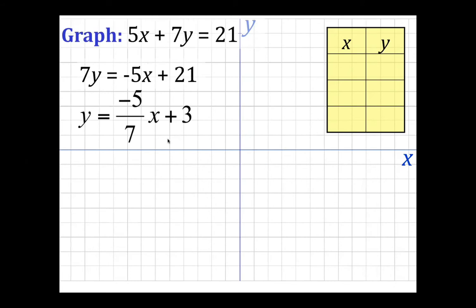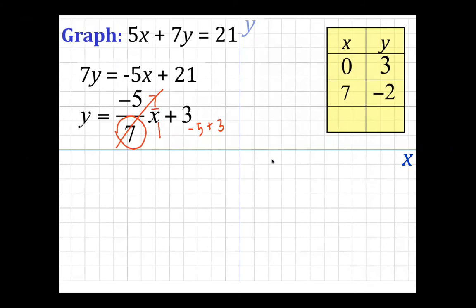Now notice here that you're working with a fraction, so try and target values that will be able to get rid of that fraction. For example, 0 would just make -5/7 times 0, 0, plus 3 would be 3. And then I'll go ahead and try and cancel out the denominator here by multiplying by 7. So I'll plug in 7 for my x value. I do 7 over 1, and 7 will cancel. You're left with -5 plus 3, and that would just equal -2.